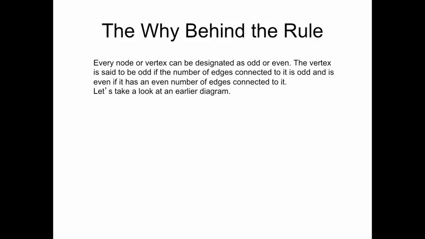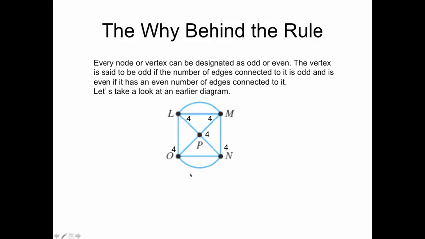Every node or vertex can be designated as odd or even. The vertex is said to be odd if the number of edges connected to it is odd, and it is even if it has an even number of edges connected to it. Let's take a look at an earlier diagram. Here's one that you tried. If you'll notice here, L, the degree of that vertex is 4, M is 4, P is 4, O is 4, and N is 4 because they have 4 edges coming out from each one. Okay?